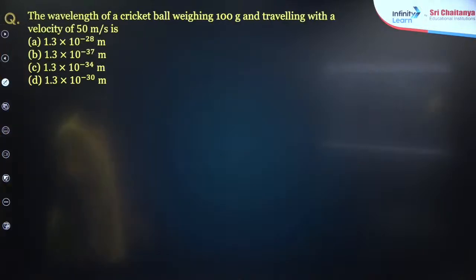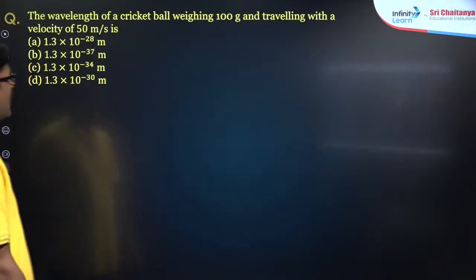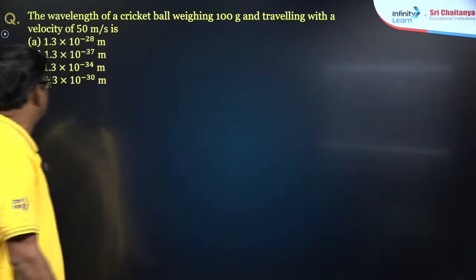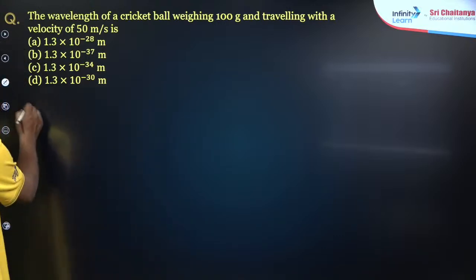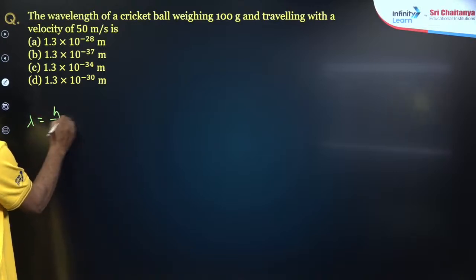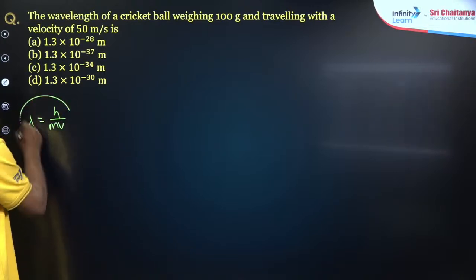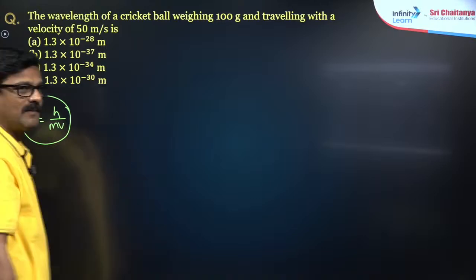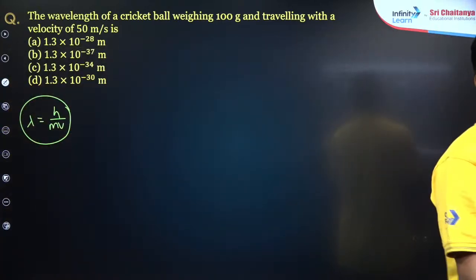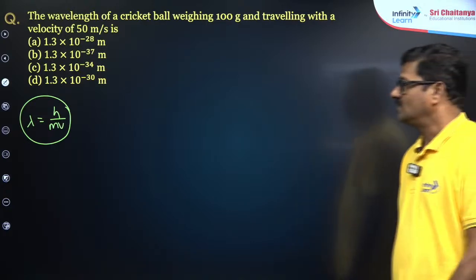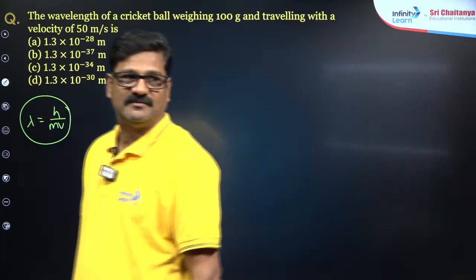Next. The wavelength of a cricket ball weighing 100 grams and traveling with a velocity of 50 meters per second is, wow. So, we know that lambda is equal to h by mv. Use the formula directly. So the wavelength lambda is equal to h by mv.